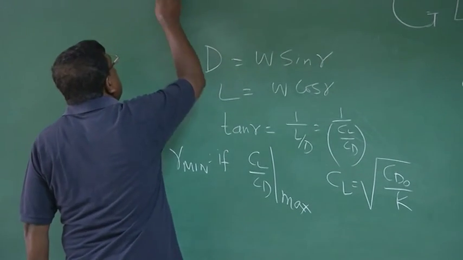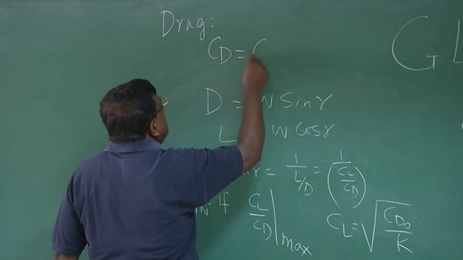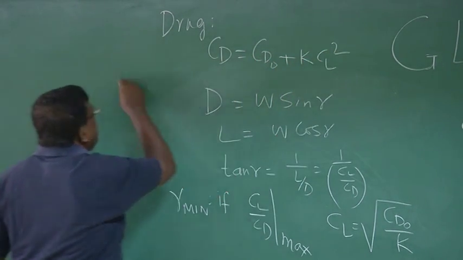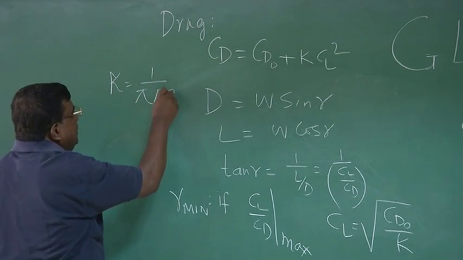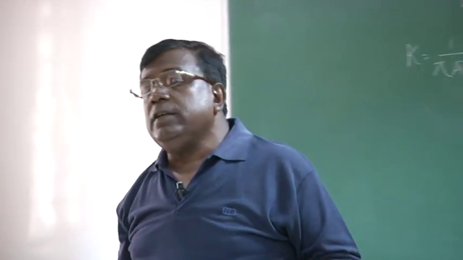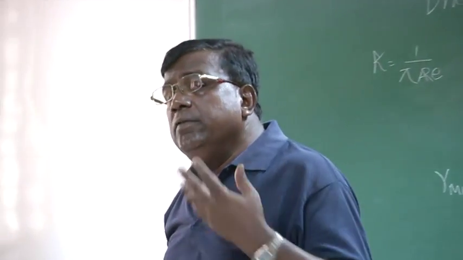Remember, every airplane is benchmarked with the drag polar, that is CD equals CD naught plus K CL square, where K is nothing but 1 by pi aspect ratio E. So once you buy an airplane, the manufacturer will give you the drag polar. That drag polar will be evaluated through experiments, flight tests, and analytical methods, all corroborated together and finally validated through flight test, and then that is the benchmark drag polar for an airplane.